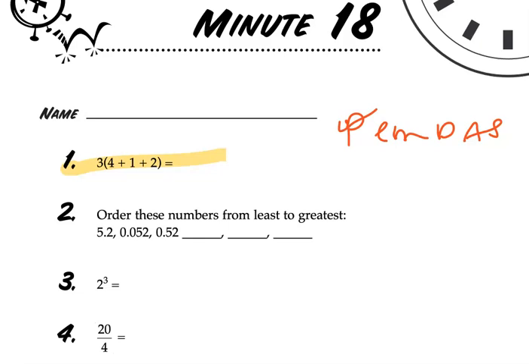But thankfully, we have all plus signs. So I'm going to keep the 3, bring down the parentheses. 4 plus 1 is 5, plus 2 is 7. That gives us 3 times 7. That's the final operation, which is 21.